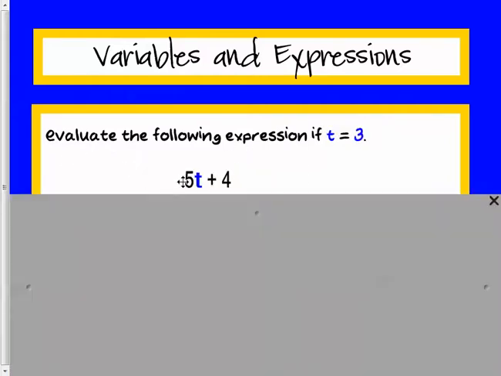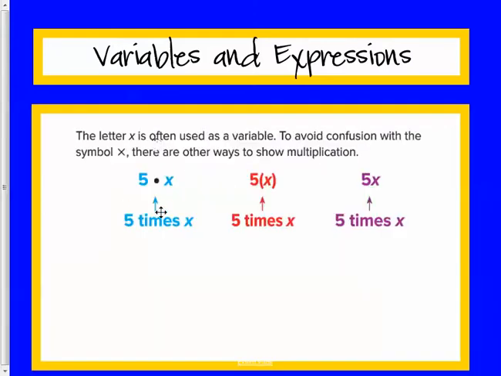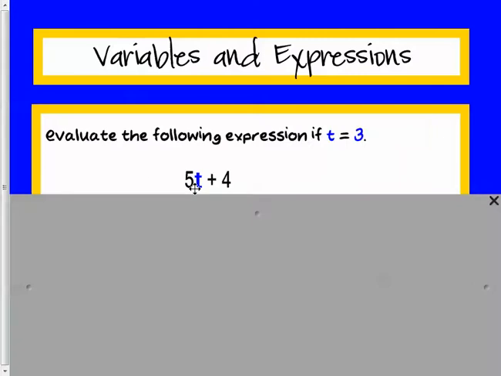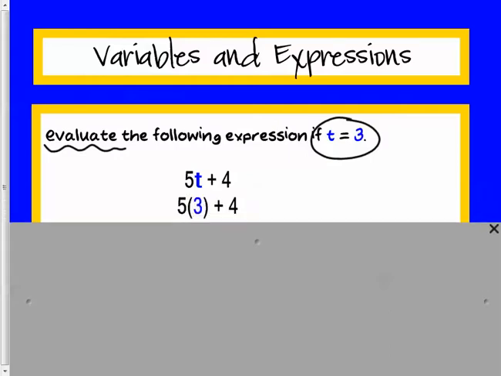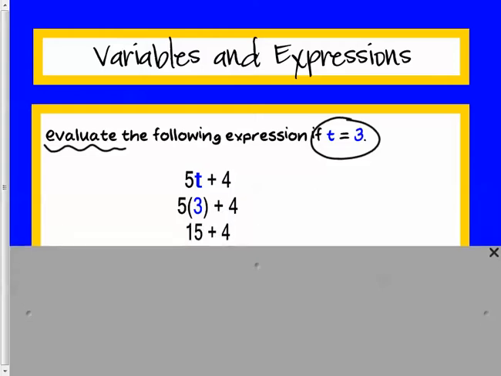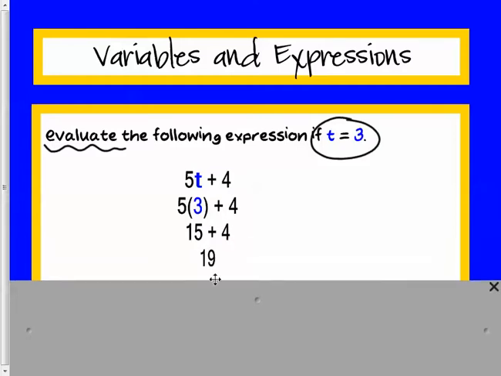Okay, what if we have a coefficient and variable? Well, that means, like we said in the previous slide, multiplication. So 5 times t plus 4. We are substituting 3 for t so we can evaluate. So 5 times 3, put the 3 in parentheses, plus 4. 5 times 3 gives us 15, because remember, order of operations tells us to multiply first and then add. 15 plus 4 gives us 19.